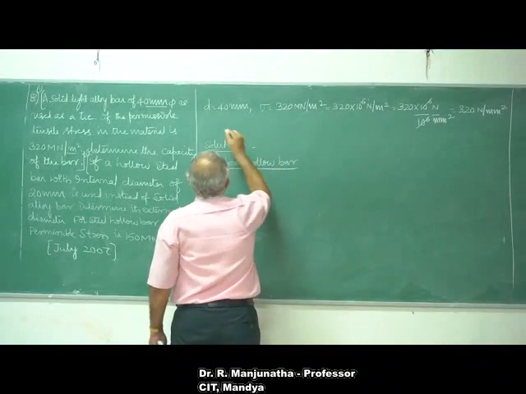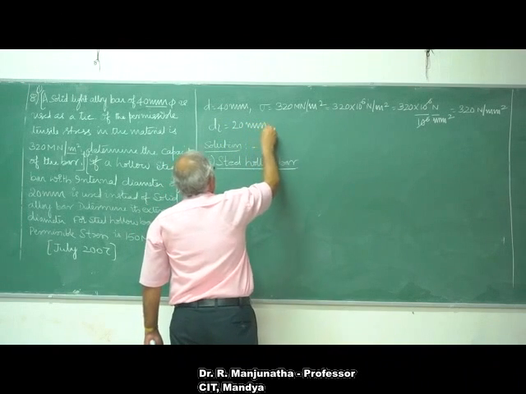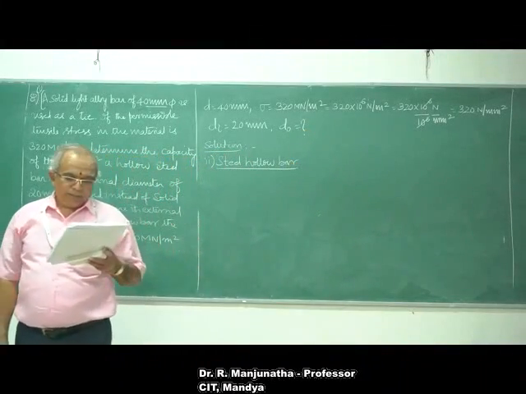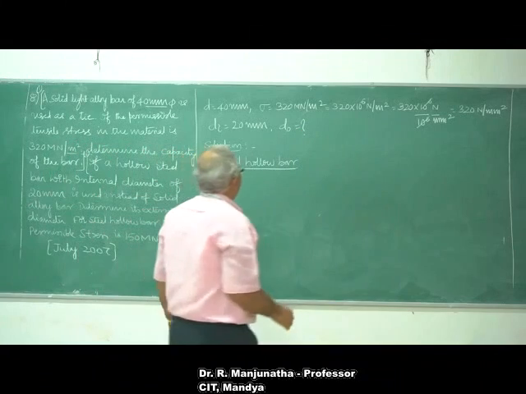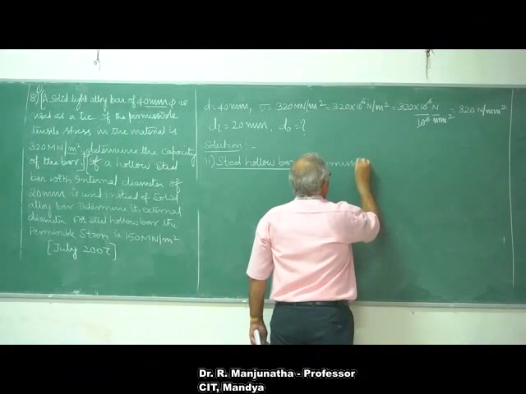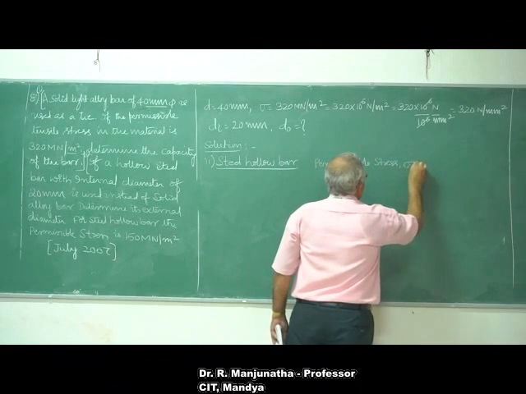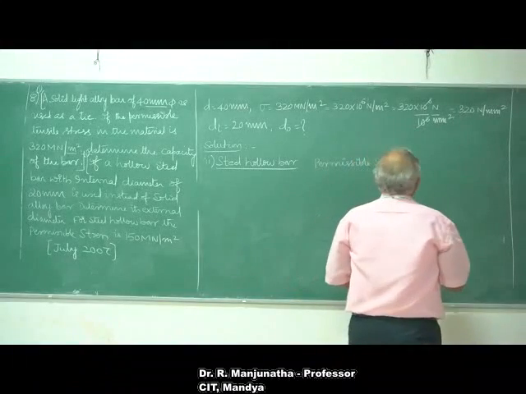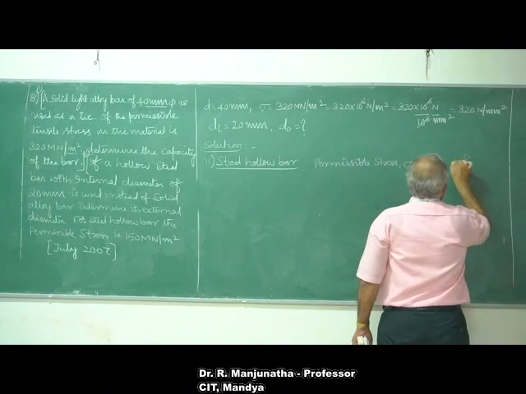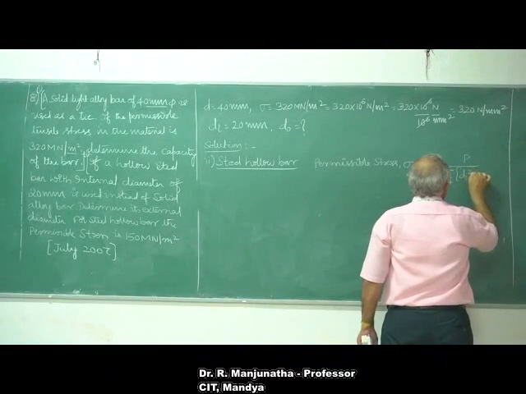So now what will be the inside diameter? Di is given to be 20 mm. So we need to find out the outside diameter. The permissible stress sigma is given by P by A, which will be equal to P divided by pi by 4 into (d naught square minus di square).